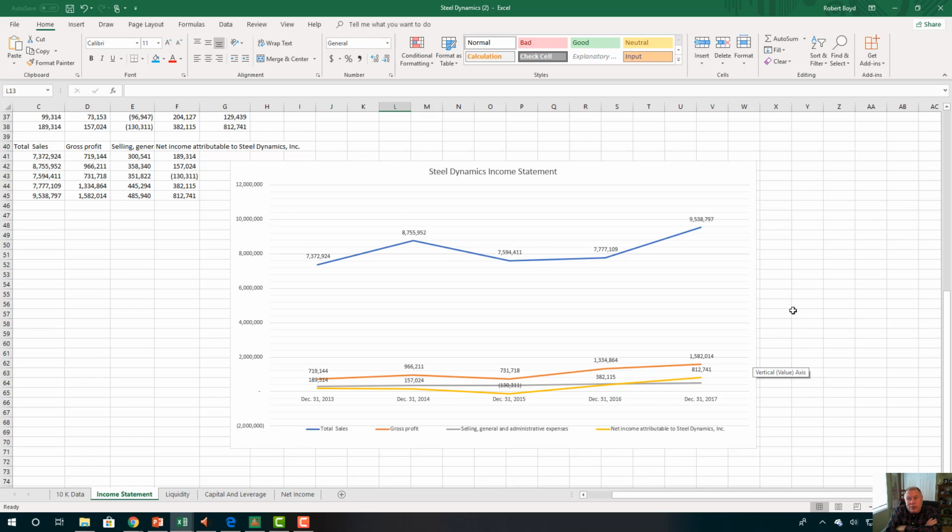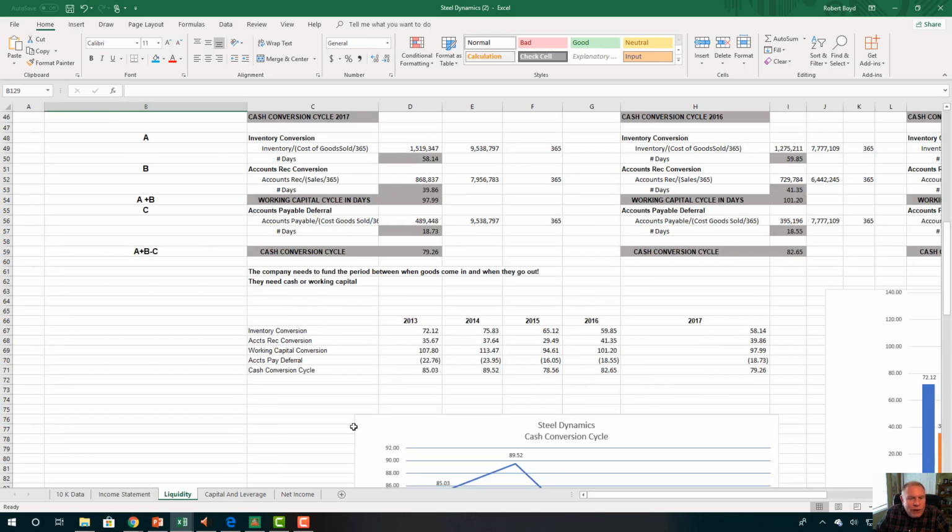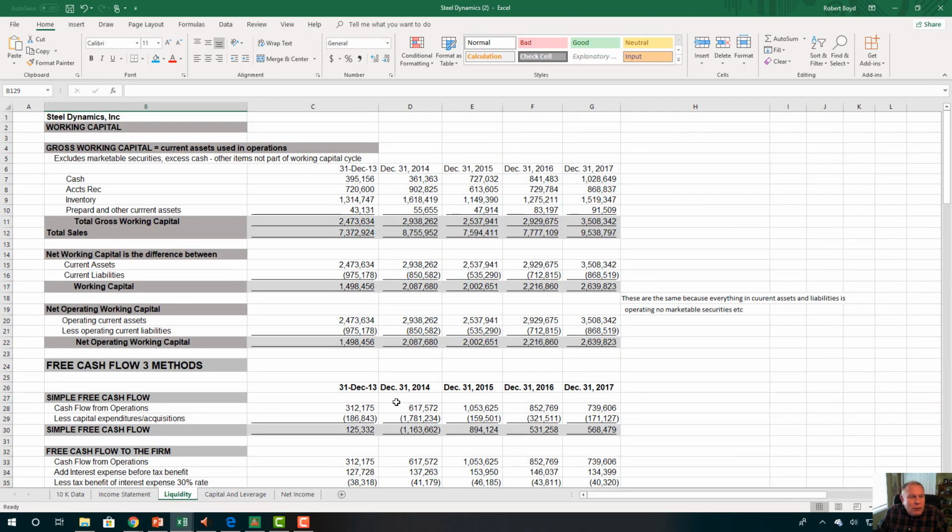You need to do the same thing on the balance sheet. We come into the liquidity ratios. The first thing we're going to do is compute gross working capital. So these data all come from the data. So you're going to go back and bring them up: cash, accounts receivable, inventory, prepaid. That's going to give us gross working capital.